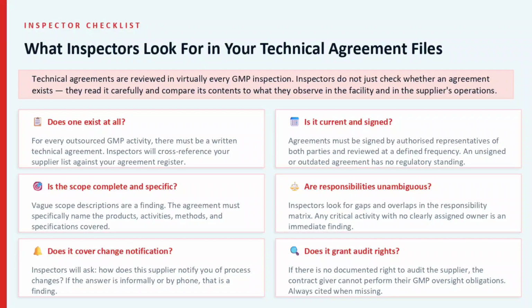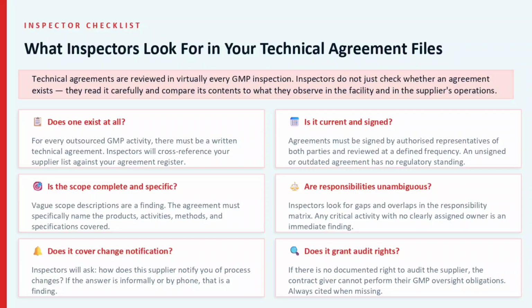Fifth, does it cover change notification with specific requirements? Inspectors will ask you directly, how does this supplier notify you if they make a process change? If your answer involves anything informal, that is a finding. The technical agreement must define this formally.